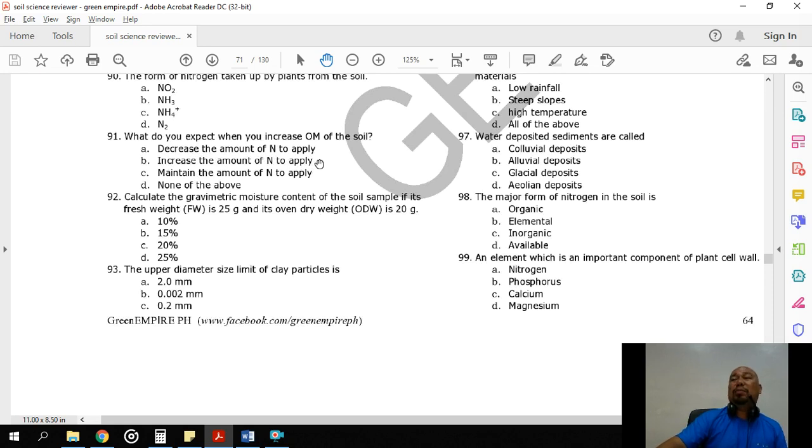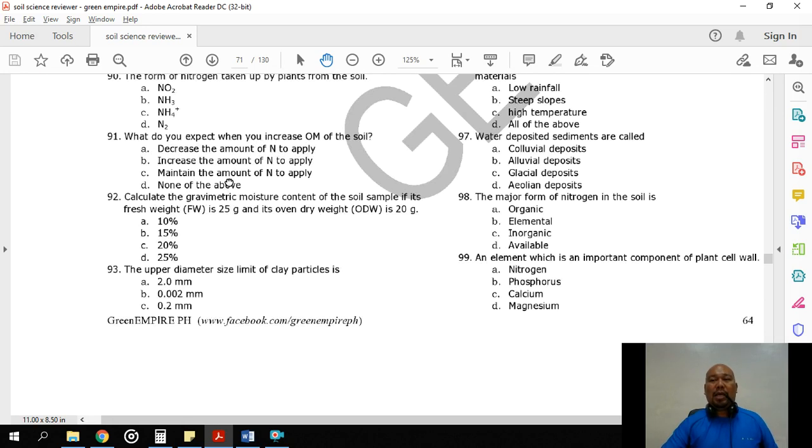What is in organic matter? Oh yeah, we can find nitrogen there. Maintain the amount of N to apply. That's weird. None of the above. To be honest, with these none of the above choices, the examiner probably ran out of choices just to complete the four options. So, what to expect when we increase the OM? I would go for letter A. Decrease the amount of nitrogen to apply.